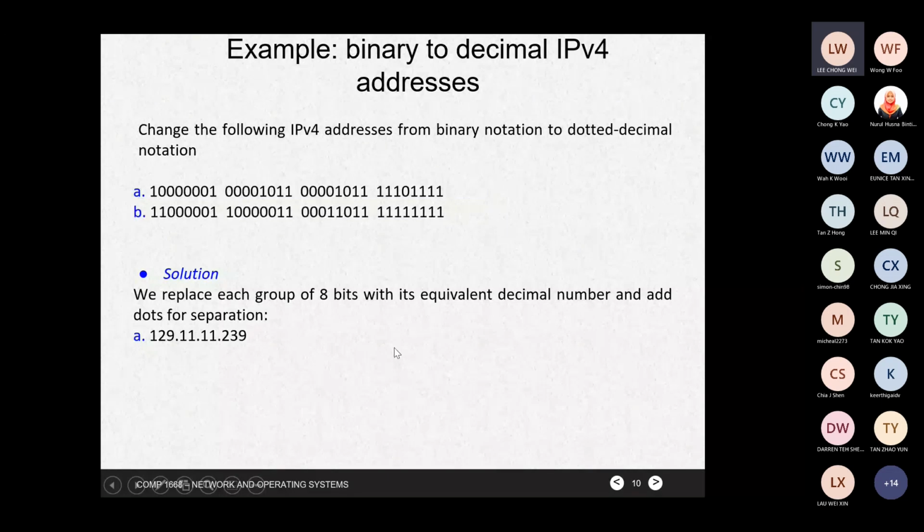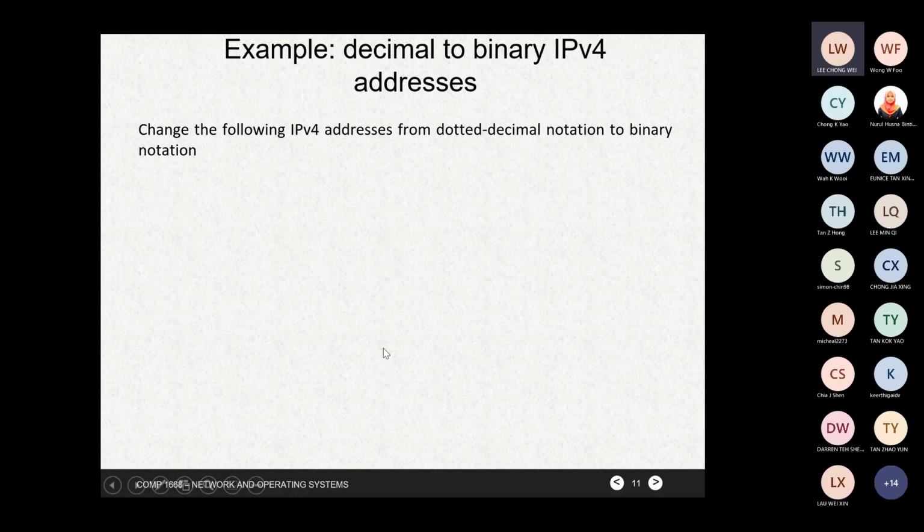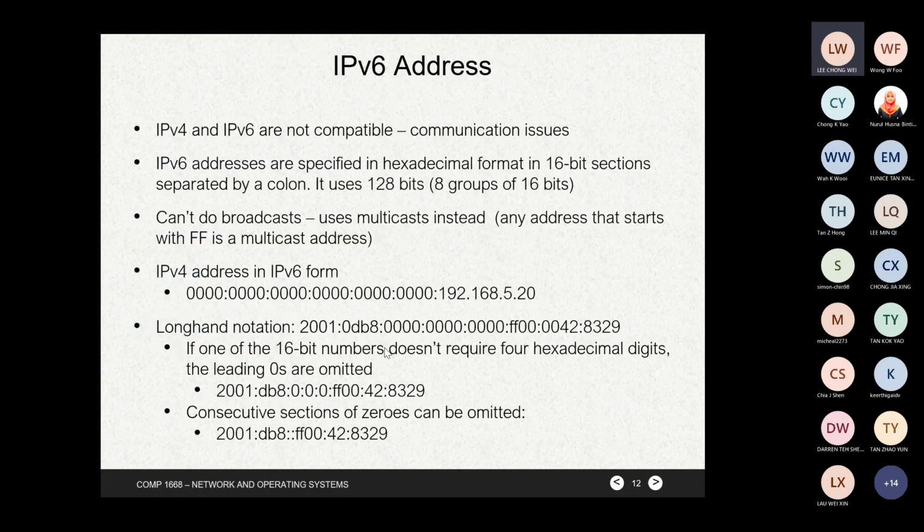Another example. Okay, and another example. There are 3 examples for you here. How to convert binary to decimal and vice versa. Again, same, the other way around. Okay, IP version 4, I think we shouldn't have any problem. Let's take a look at IP version 6.